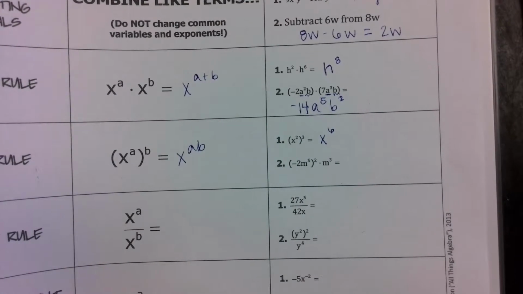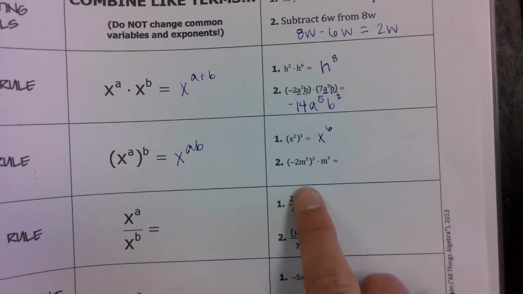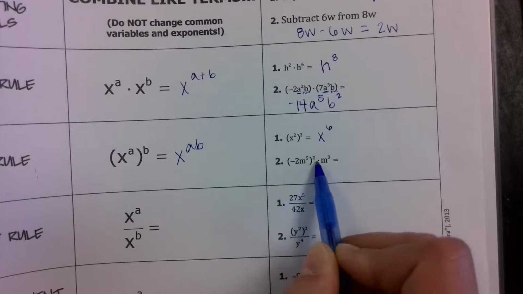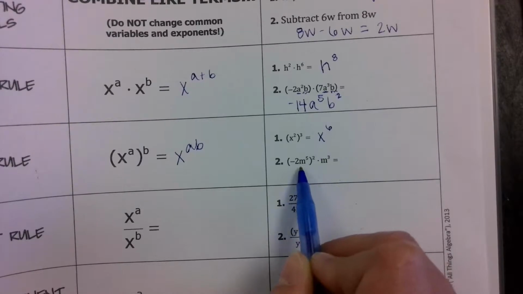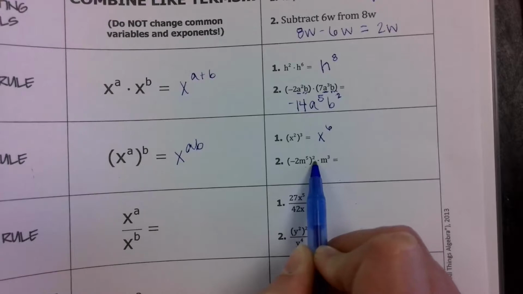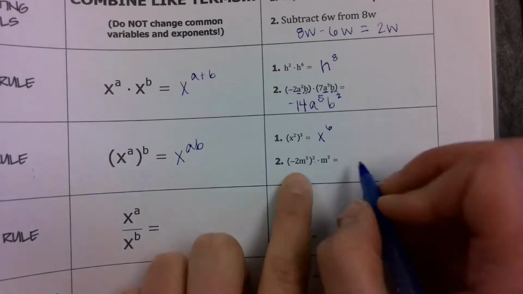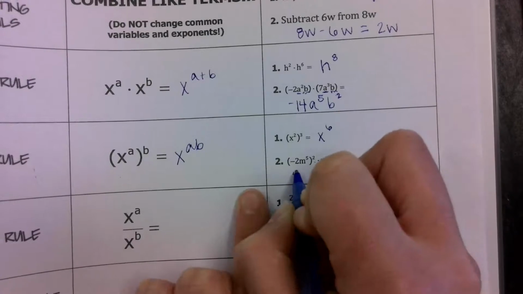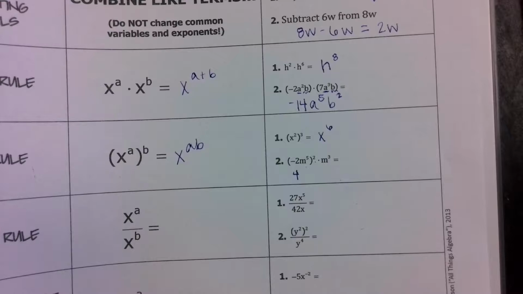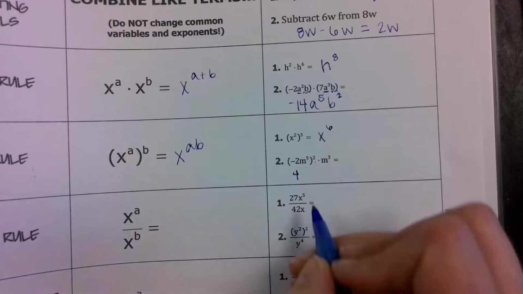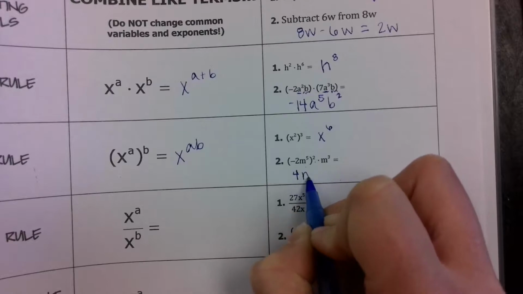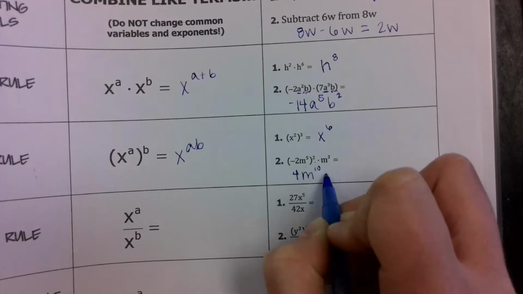So the next one is a little bit trickier. We've got everything inside these parentheses being squared, so we're going to do each part individually. That negative 2 squared: what is negative 2 times negative 2? Positive 4. So we're going to have a 4. Then we've got m to the 5th squared. Again, a power to a power, you multiply. So 5 times 2 gives you 10. So we need an m to the 10 there. All that is still times m to the 3rd.